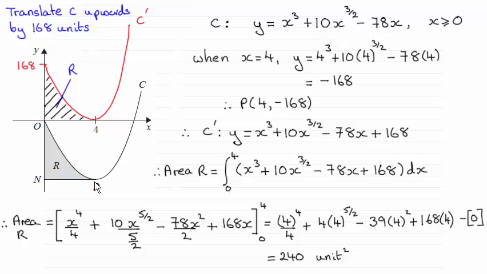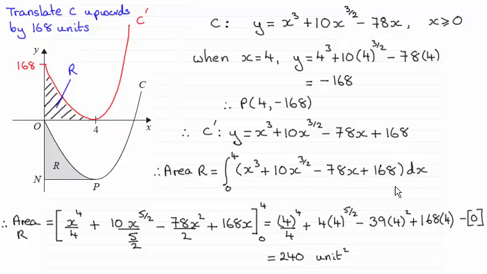So if I add 168 to the end of this equation, the effect is that it translates the graph up 168 units parallel to the y-axis. So it's going to look something like this. The area R is going to remain exactly the same, but all I need to do now is just integrate the curve with respect to x between the limits x equals 0 and x equals 4. So that's what I've done here.